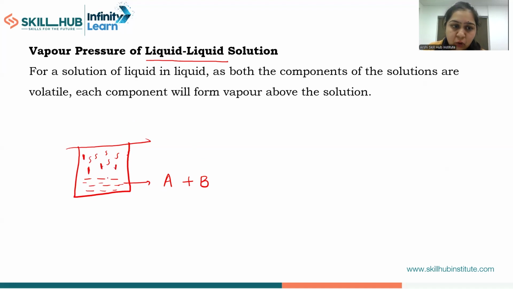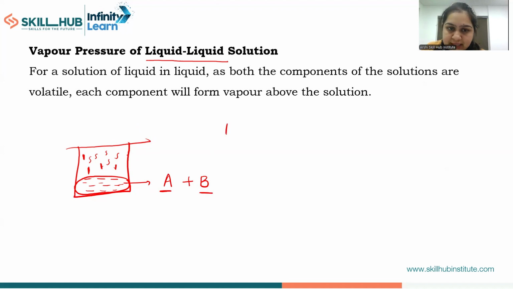So basically, the total vapor pressure that this solution will be experiencing will be because of the vapors of A and the vapors of B. I repeat my statement, the total vapor pressure that will be generated or experienced by the solution will be because of both the vapor pressure of A and the vapor pressure of B. So instead of saying vapor pressure of A and vapor pressure of B, I will say partially the pressure will be from A and partially the vapor pressure will be from B.